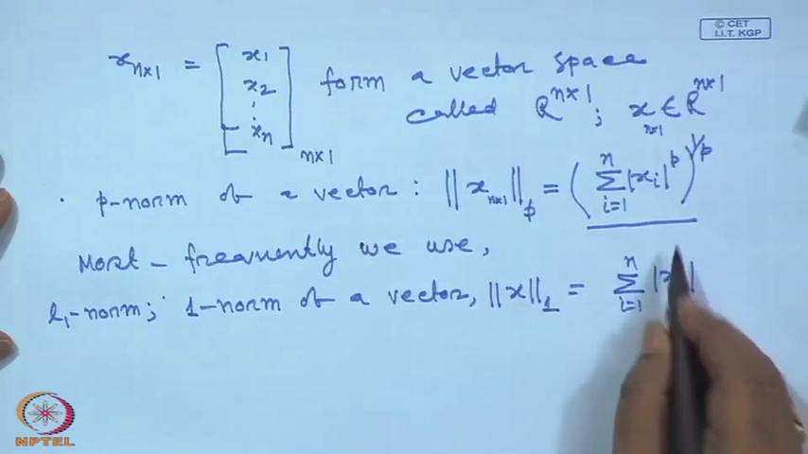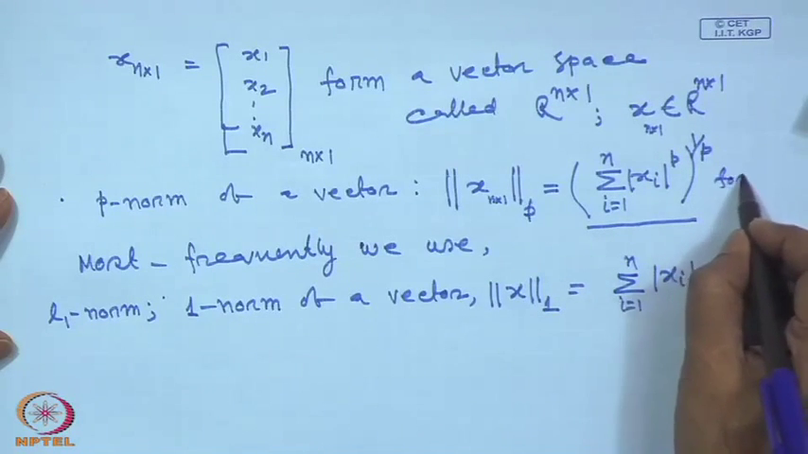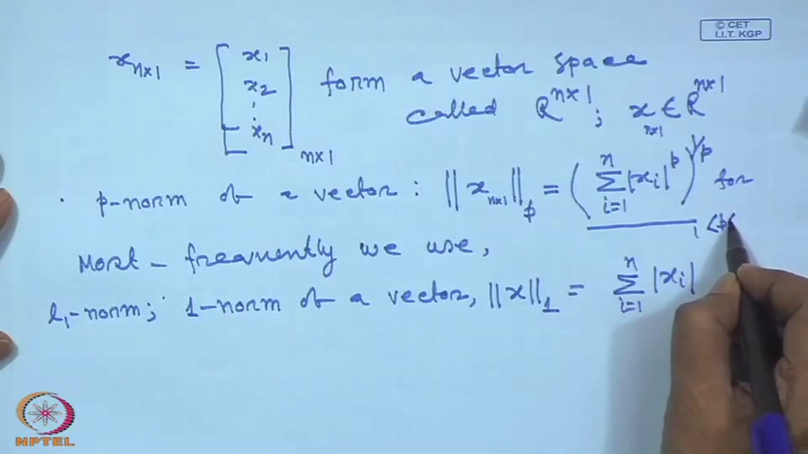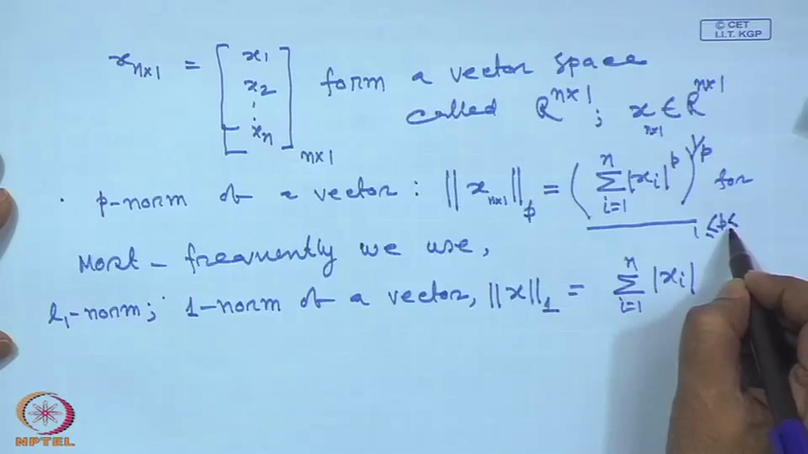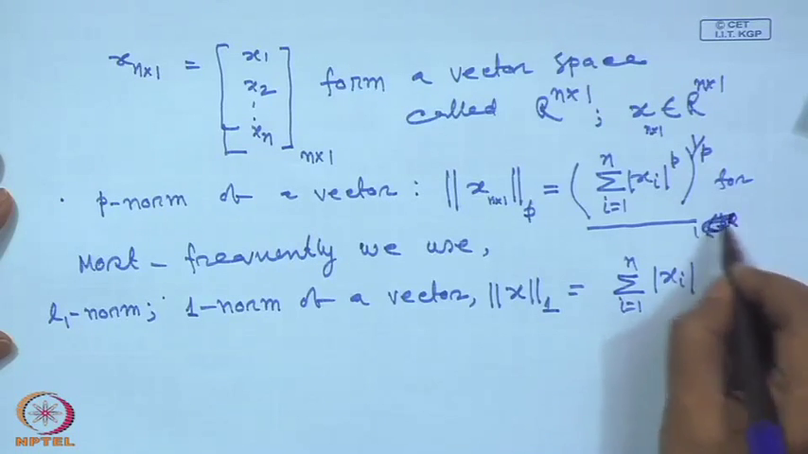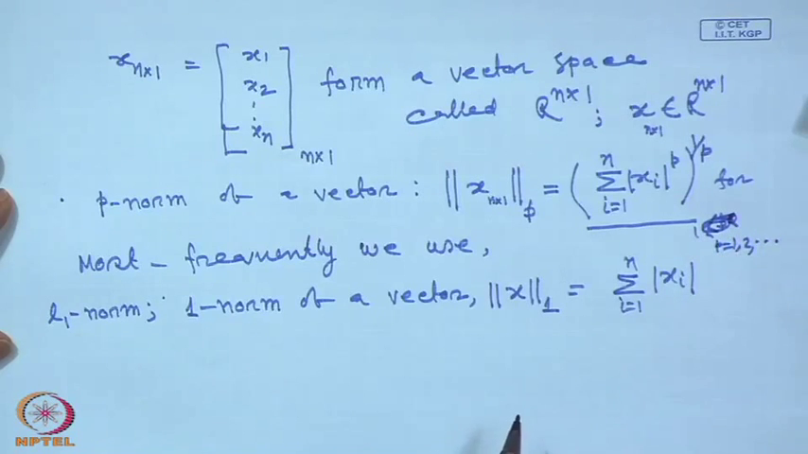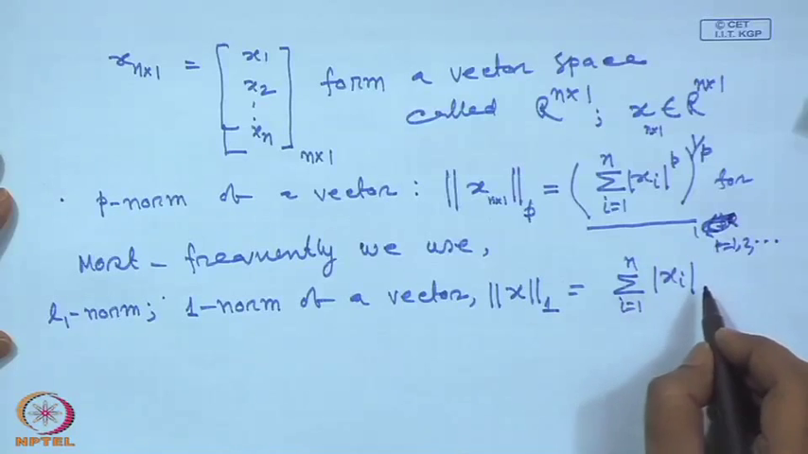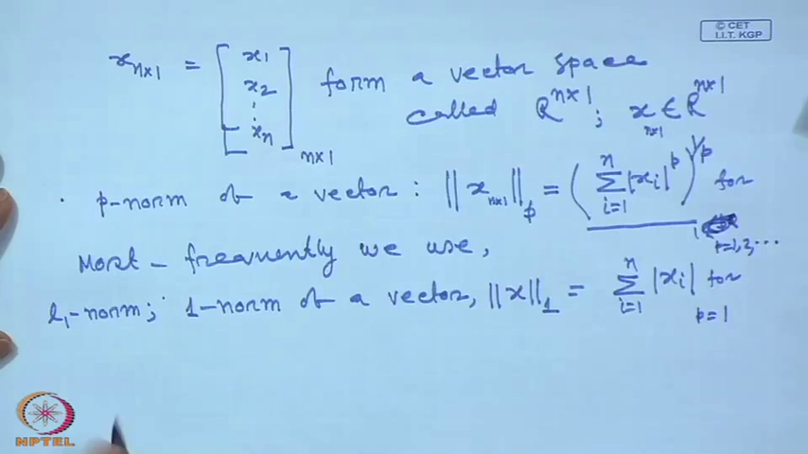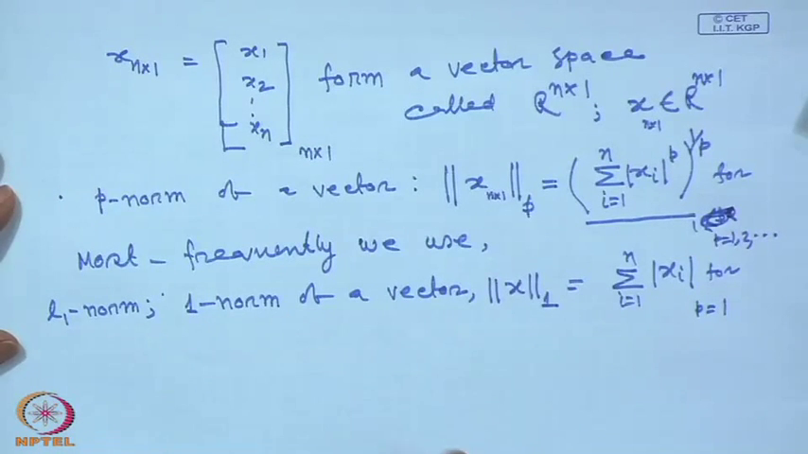Here p is 1, or in general you can write for p greater than or equal to 1, or p is equal to 1, 2, 3, and so on. So, here for p is equal to 1, that is called the 1 norm of a vector.